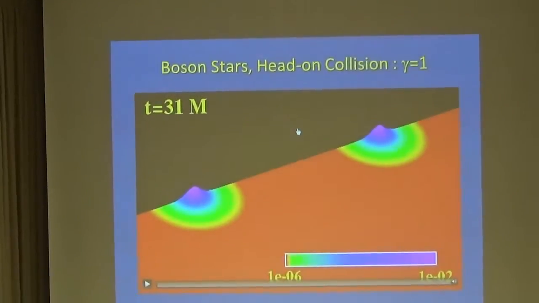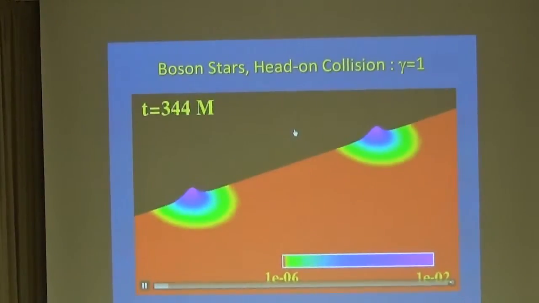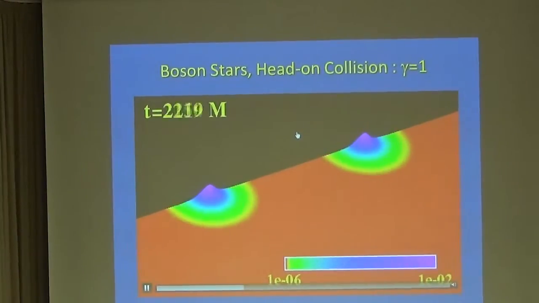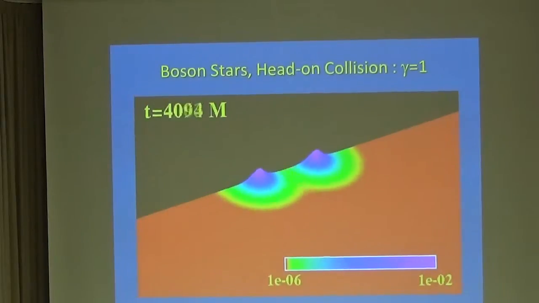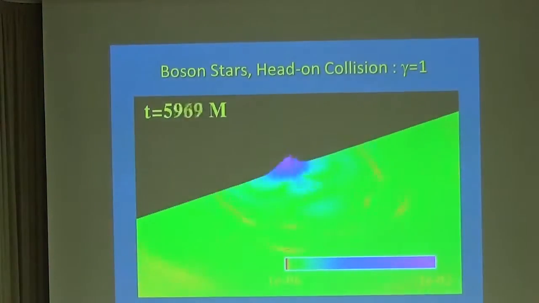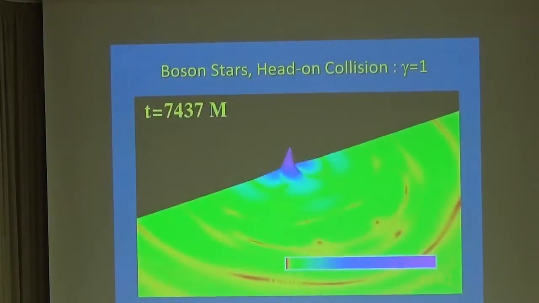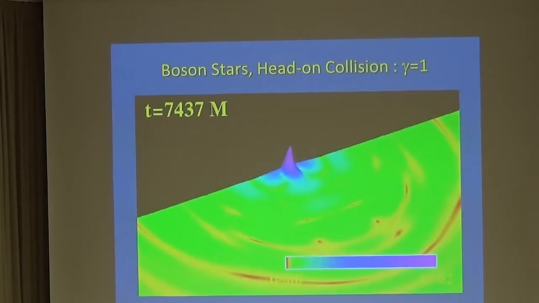Now we're starting them at rest. And so this is just the mutual gravitational interaction. Those two lines represent the energy in the boson star. They collide. Now in this low gamma case, they actually do stick together. They form a large soliton that's radiating scalar energy.